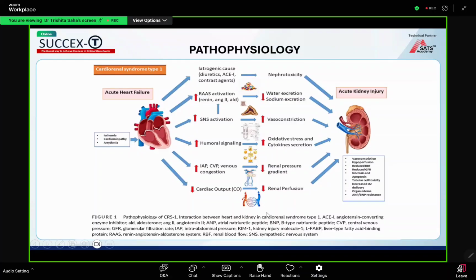Ultimately, there is decrease in renal perfusion, and all this pathophysiology leads to reduced renal blood flow, reduced GFR, necrosis, apoptosis, tubular cell toxicity, and this leads to acute kidney injury. So this can be made in a diagram plus flow chart manner. You can simplify it in your own way, but basically draw a heart and kidney and then write this in a flow diagram.